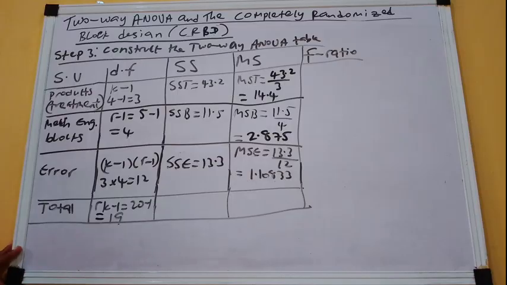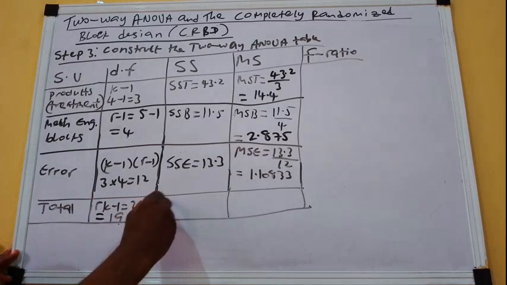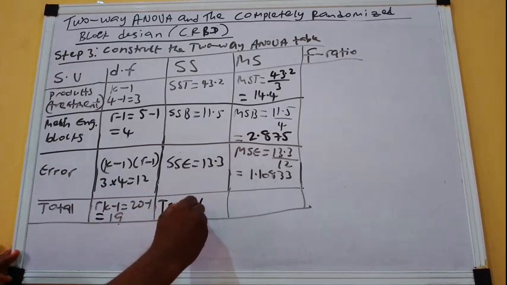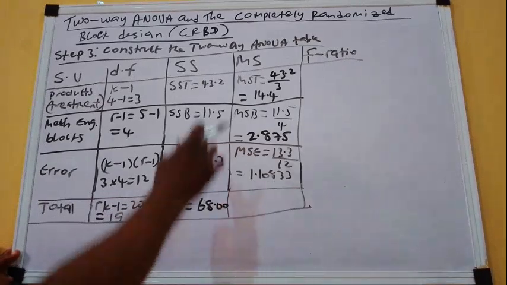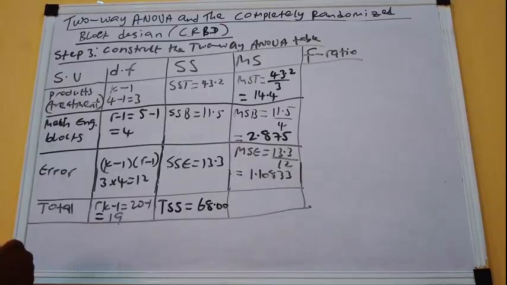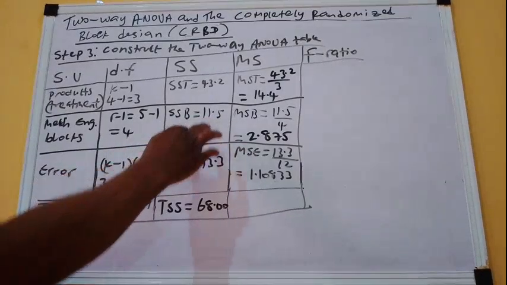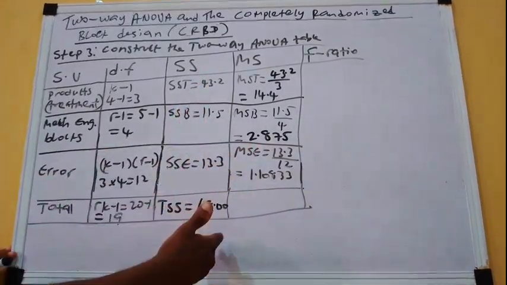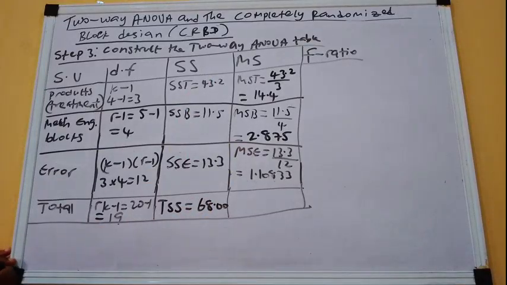Then of course the total sum of square, which is our TSS, is equal to 68.00. If you had 43.2 plus 11.5 plus 13.3, you will have that. So now that we have that, it is good. We now go and get our F ratio, because the test is two-way. So we are going to have two F ratios.